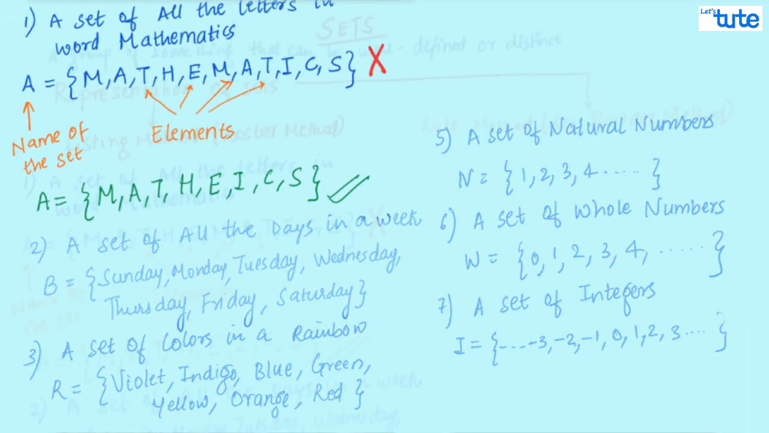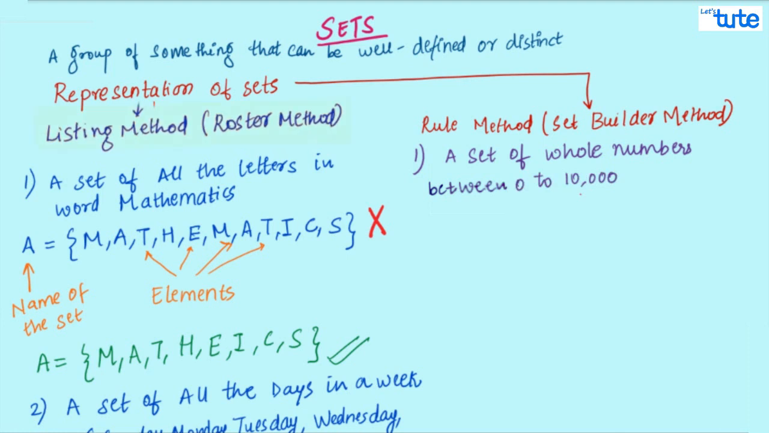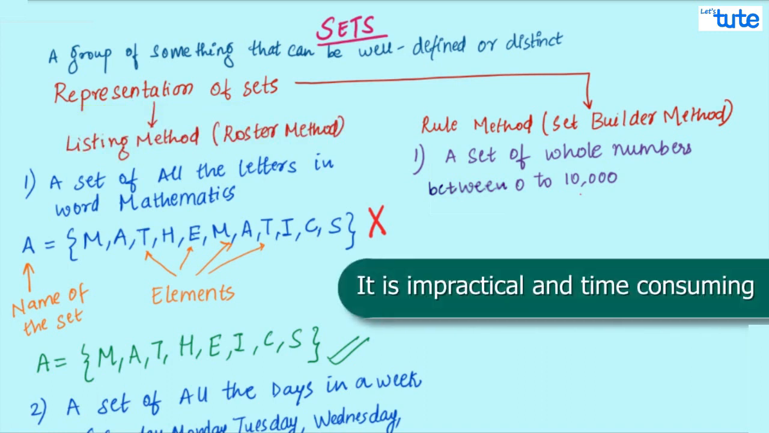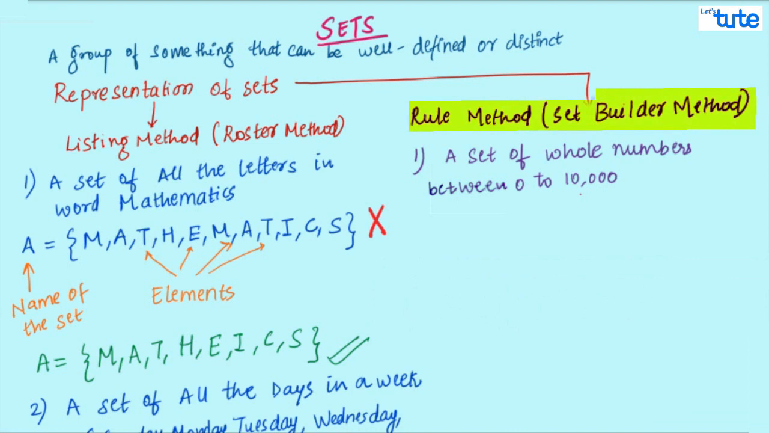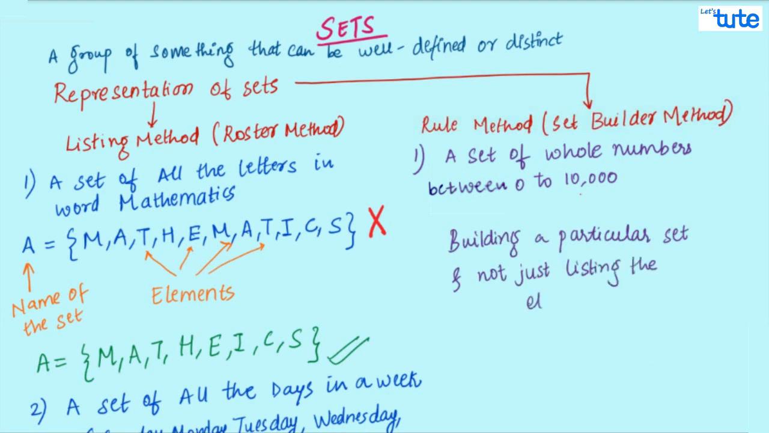Now what happens if I ask you to form a set of all the whole numbers between 0 and 10,000? Can we use this listing or roster method to list all these whole numbers till 10,000? No, right? Hence, we have this rule method or set builder method. Since we are building a particular set, instead of writing all the elements in the set, this is known as a set builder method.